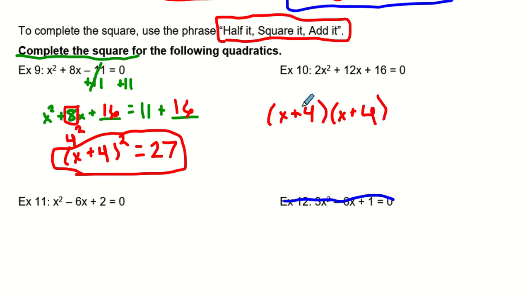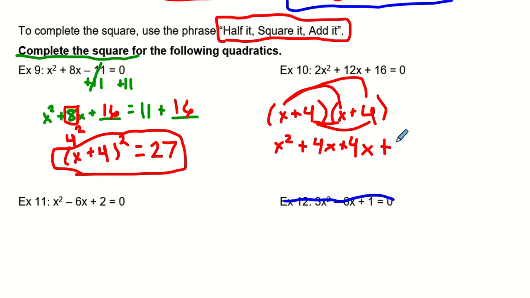And now I'm going to distribute this. So x times x is x squared. And forgive the writing, it's a little bit terrible. x times 4 is 4x. I think it's actually beneficial because it forces me to go slow. 4 times x is 4x. And then 4 times 4 is 16. Now what you'll notice is if I combine these like terms here, what do I get? I get x squared plus 8x plus 16, which is what we had here.